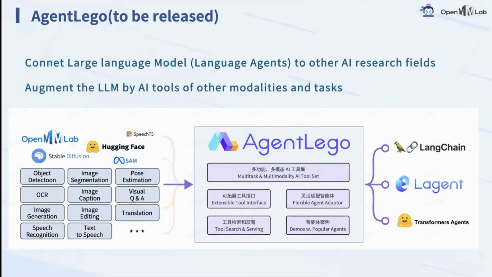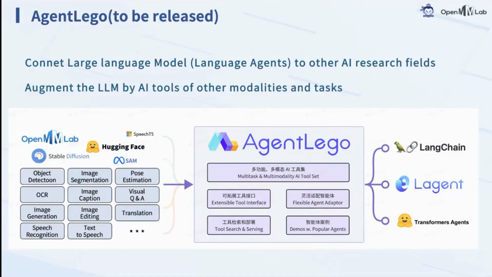Basically, we developed a project named Agent Lego. Agent Lego provides a multitask and multimodal AI toolset, including object detection, segmentation, and pose estimation models. These models are all supported in OpenMMLab. They are lightweight, efficient, and accurate. Also, we support tools like translation and speech recognition, which are also useful tools for the language model in real-world applications. Agent Lego provides an extensible tool interface so that it can be flexibly adapted to different agents supported in Lagent, which will be introduced later, and the Transformers Agent.